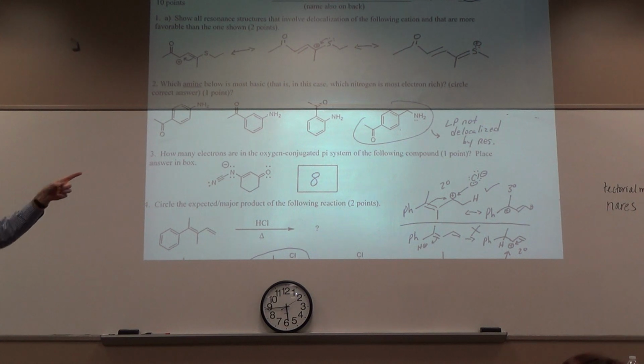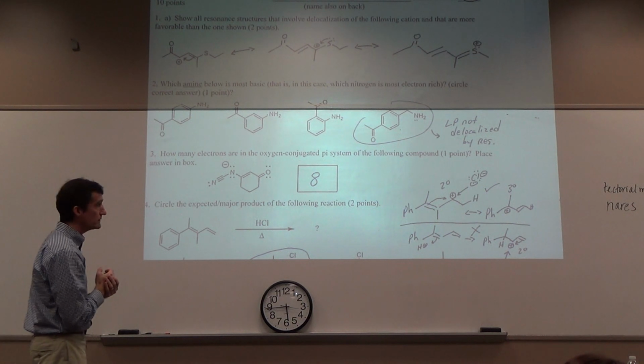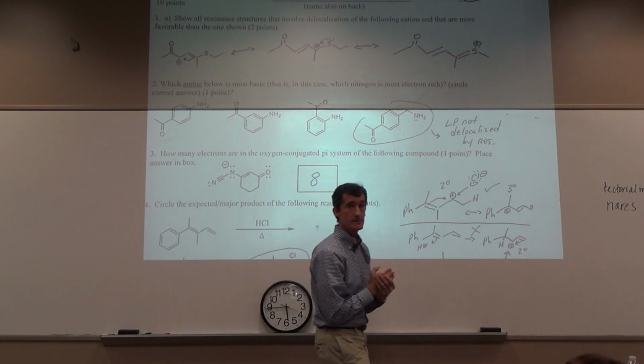One on the end is an isolated lone pair. All the other ones are conjugated. An isolated lone pair is going to be more reactive as a base and a nucleophile, because it's not delocalized.